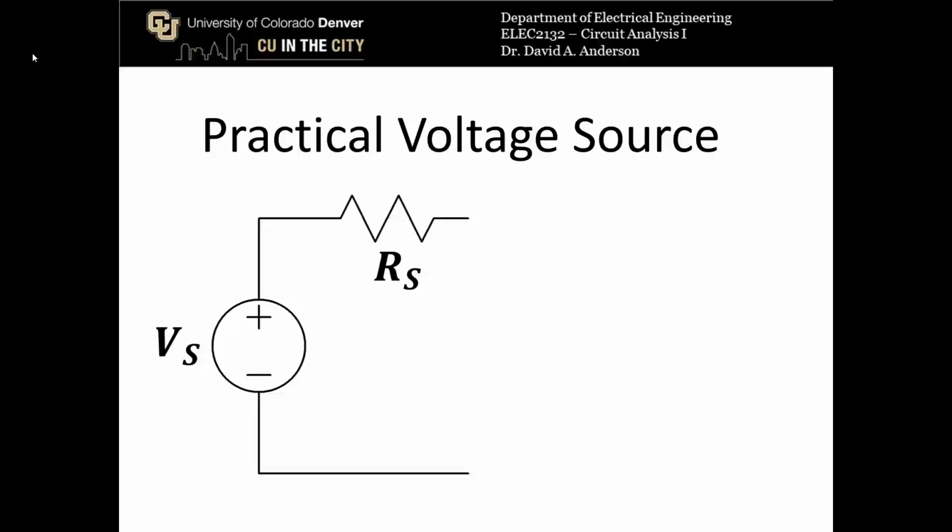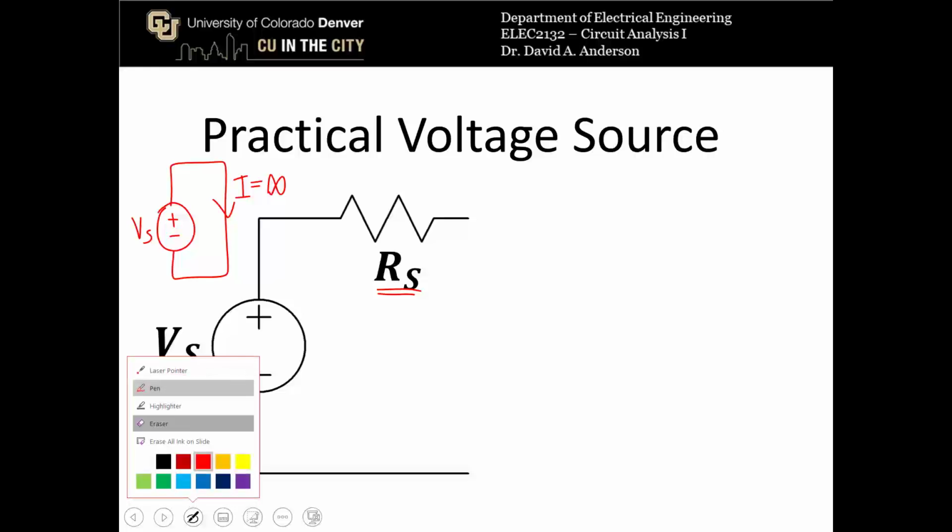A practical voltage source is an ideal voltage source, V sub S, that has a resistor R sub S in series with it. A practical voltage source is often necessary because an ideal voltage source, V sub S, when shorted, will produce an infinite current, I equals infinity, implying an infinite amount of power supplied, and is therefore not realistic.